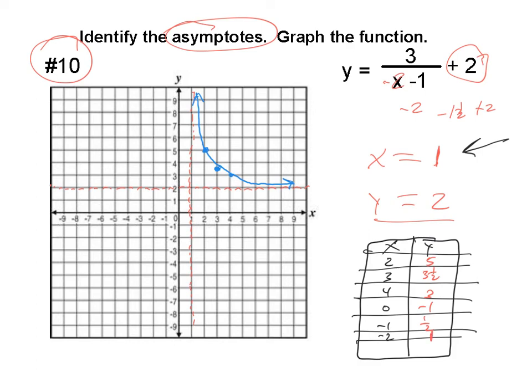So that should give us enough dots to graph this thing. Let's find out. 0, -1. -1, positive 1/2. So about right there. And -2, 1. So we can see where this thing's curving, right? It's going to get really close to my asymptote lines on both sides, but never fully touch. And notice we end up with a mirrored image of what we had on the other side.